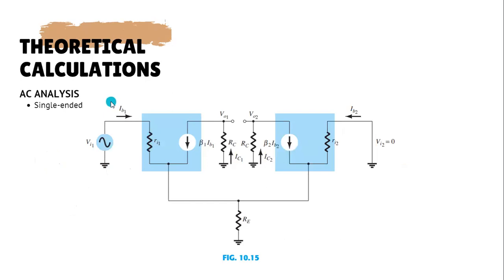For the single-ended AC analysis, here's an example of an AC equivalent of a single-ended differential amplifier circuit. As you can see, it only has one source, VA1.